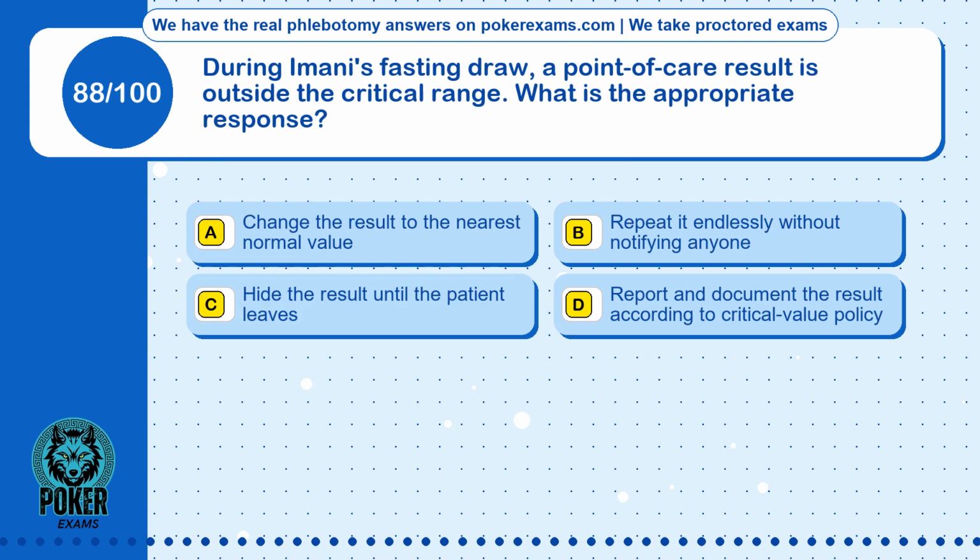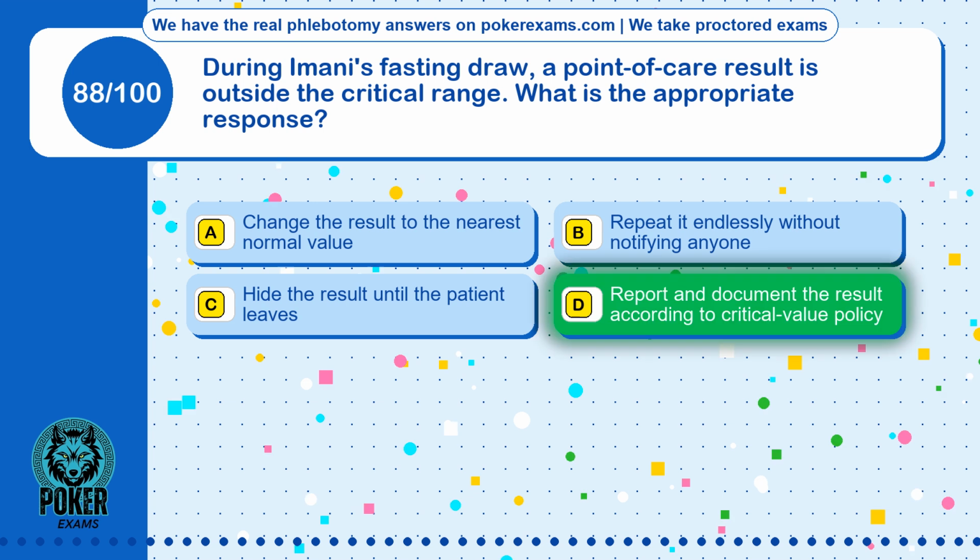Question 88. During Imani's fasting draw, a point-of-care result is outside the critical range. What is the appropriate response? Option A. Change the result to the nearest normal value. Option B. Repeat it endlessly without notifying anyone. Option C. Hide the result until the patient leaves. Option D. Report and document the result according to critical value policy.